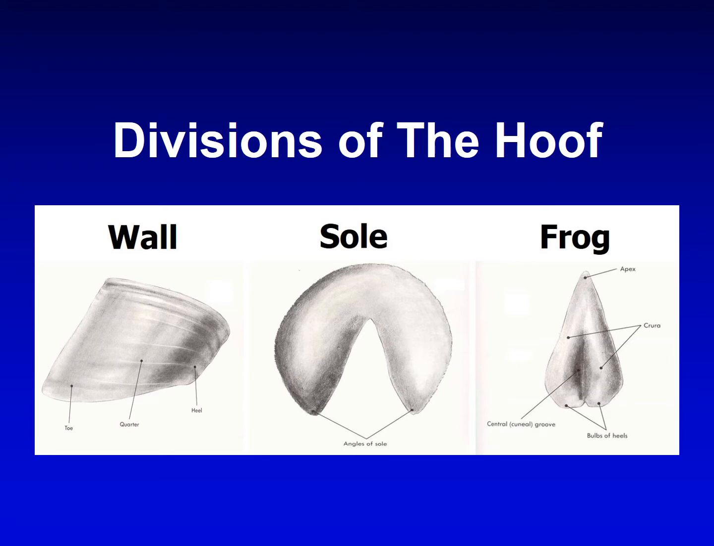The hoof consists of three main regions. First one is the wall of the hoof, or the hoof wall. The second one is the sole on the ground. The third one is the frog, which basically covers what the sole left uncovered. So there are three divisions of the hoof: the wall, the sole, and the frog.